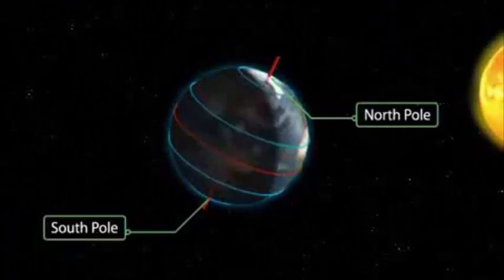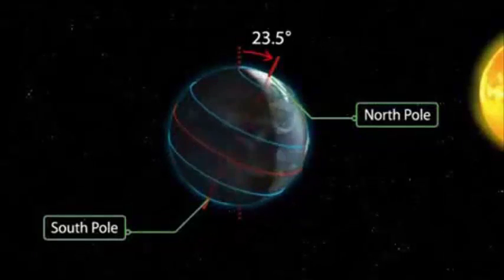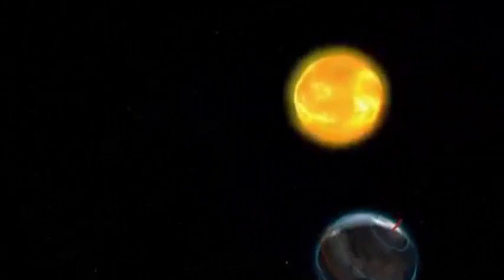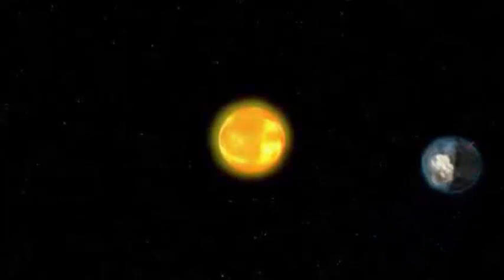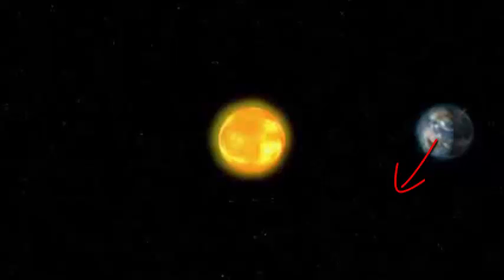In this animation, you can see the Earth's axis is tilted 23.5 degrees. Now keep your eyes on the North Pole. Notice that as the Earth revolves around the sun, the North Pole is always pointing in the same direction. As a result, sometimes the northern hemisphere is tilted away from the sun, so they get less direct sunlight, and it gets colder there. And at the same time, the southern hemisphere is tilted towards the sun. They get more direct sunlight, and it gets warmer there.